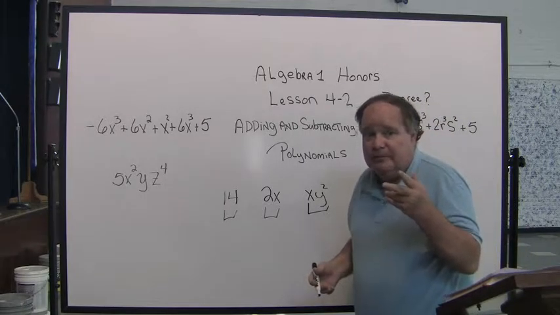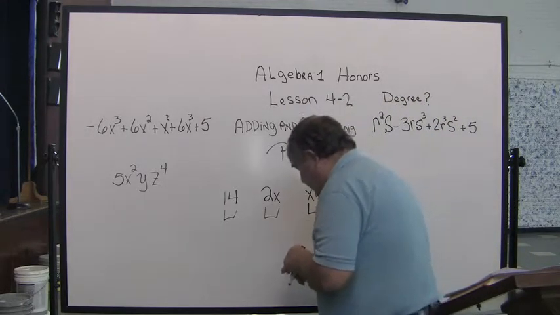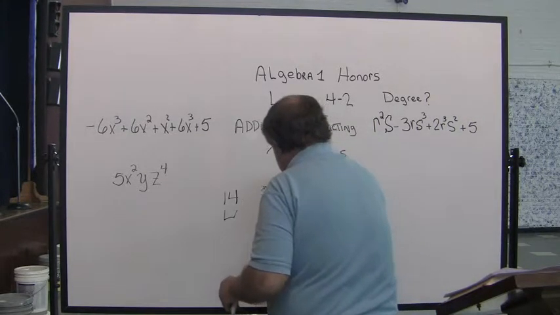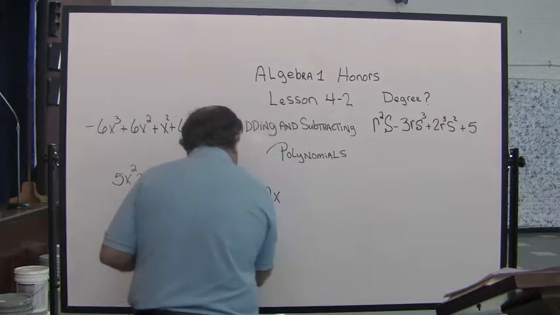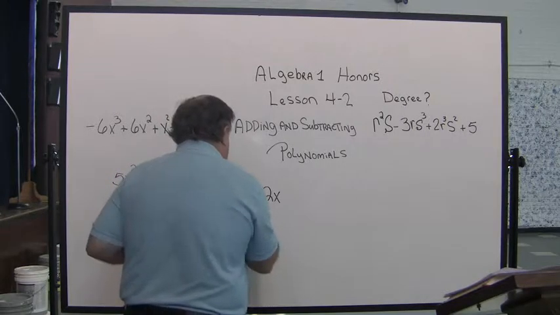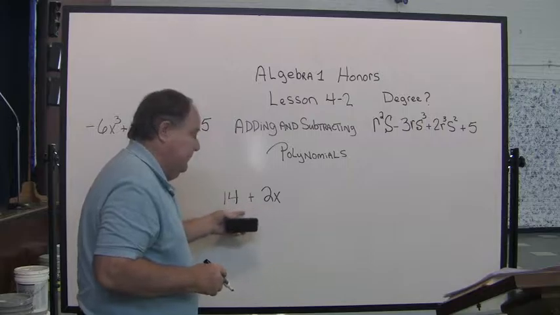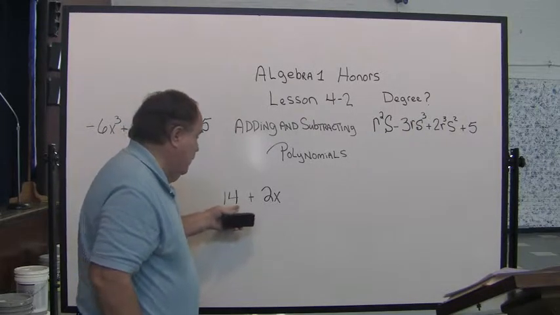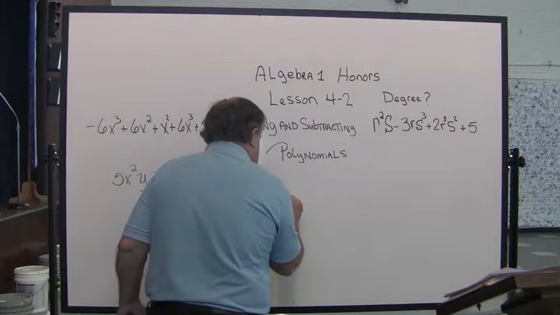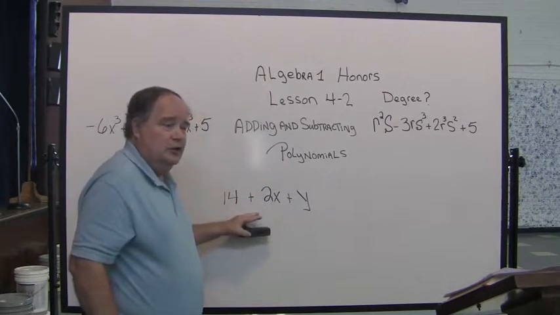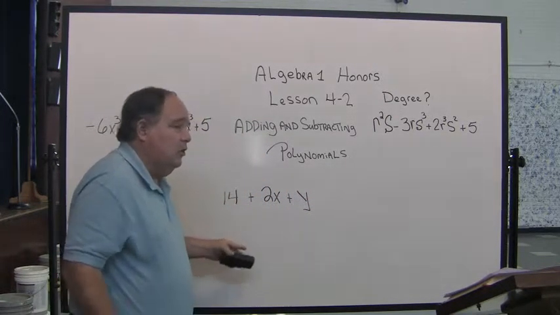Now the next step up is called a binomial. Bi means two. If I combine two of these together, if I combine 14 plus 2x, I would have what we call a binomial. There's two terms here, and because there's two, we call it a binomial. If I add another term here, let's say that's just going to be y, right now I have a trinomial. And they keep going up and up.